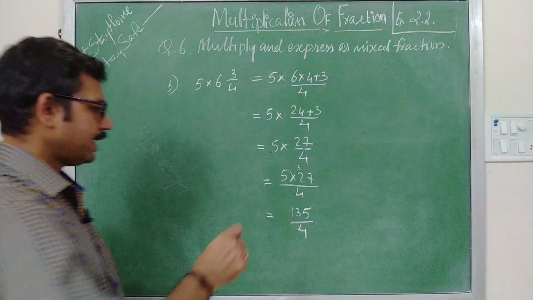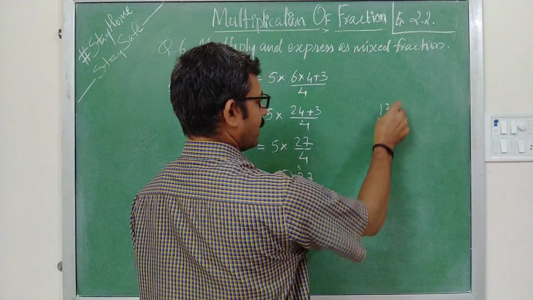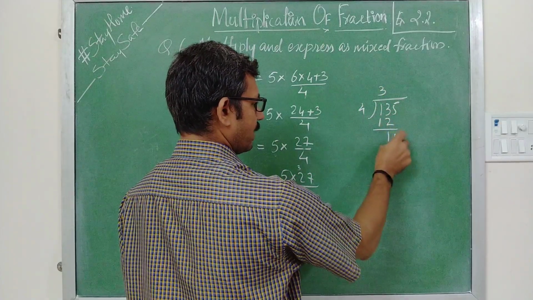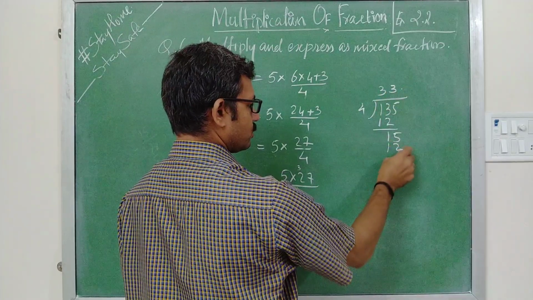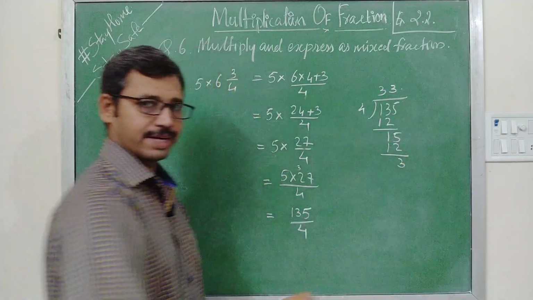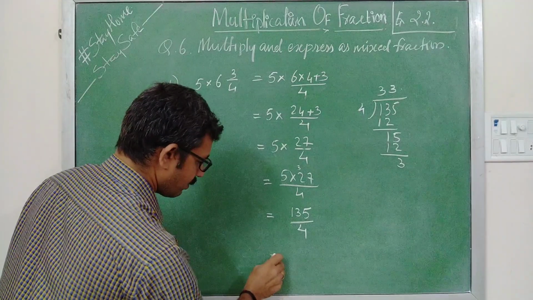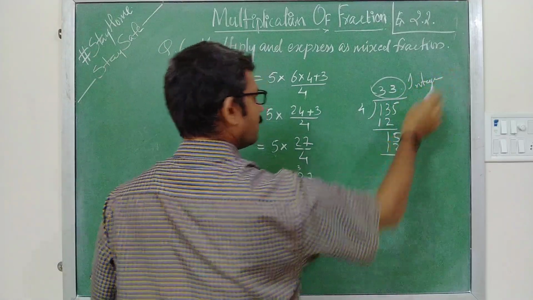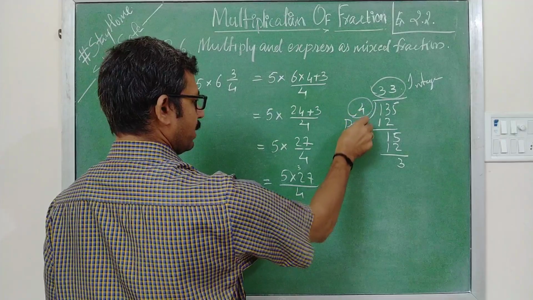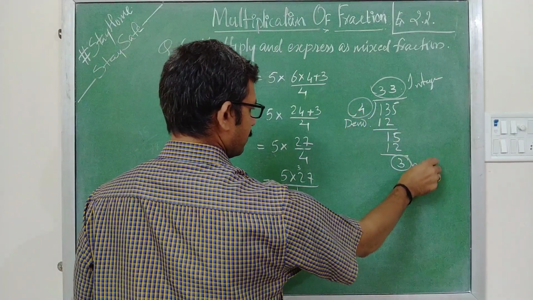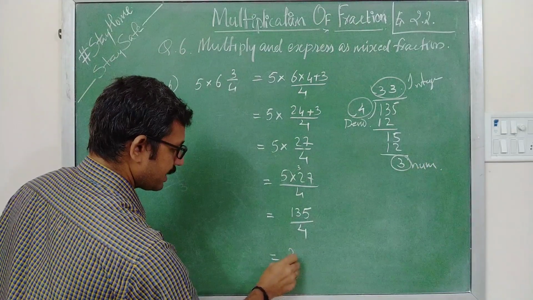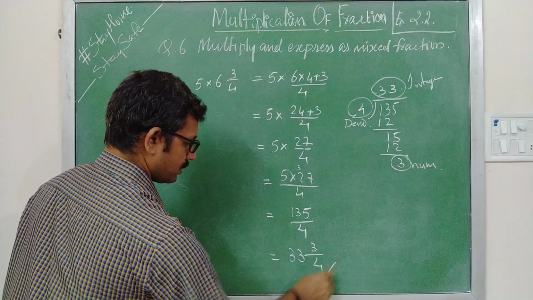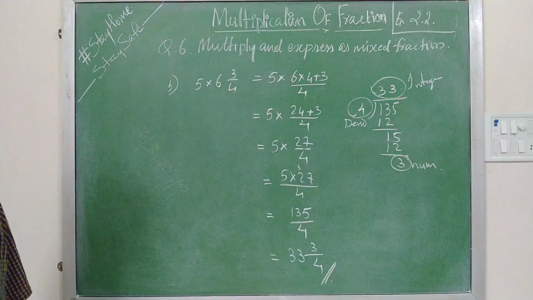Now 135 divided by 4. 4 threes are 12, then 15, 4 threes are 12, remainder 3. So how can we write it? The quotient is the integer, the remainder is the numerator, and this is the denominator. You have to understand that. So first we write 33, then numerator 3 upon denominator 4. Can you do this? Try it first.